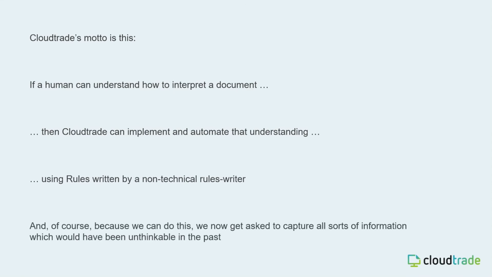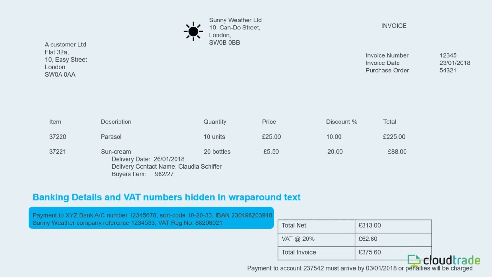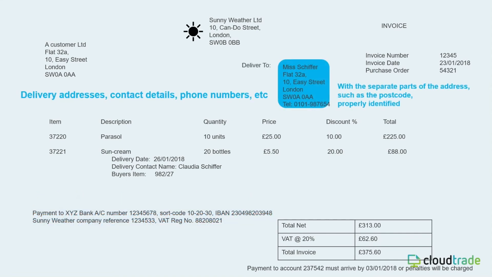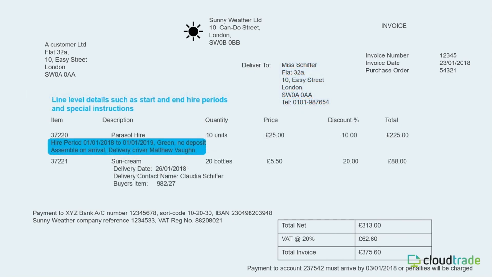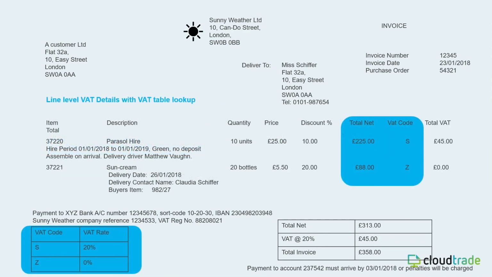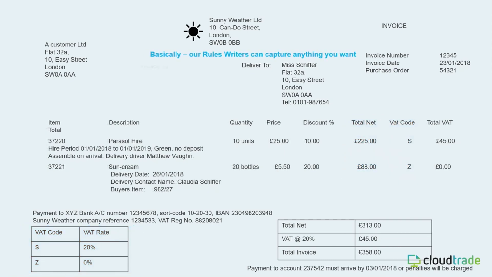And of course, because we can do this, we now get asked to capture all sorts of information which would have been unthinkable in the past, such as banking details and VAT numbers hidden in wraparound text, or delivery addresses and contact details and phone numbers with the individual parts of the address such as the postcode properly identified, line level details such as start and end hire periods and special instructions, or line level VAT details with VAT table lookups. Basically, our rules writers can capture anything you want.